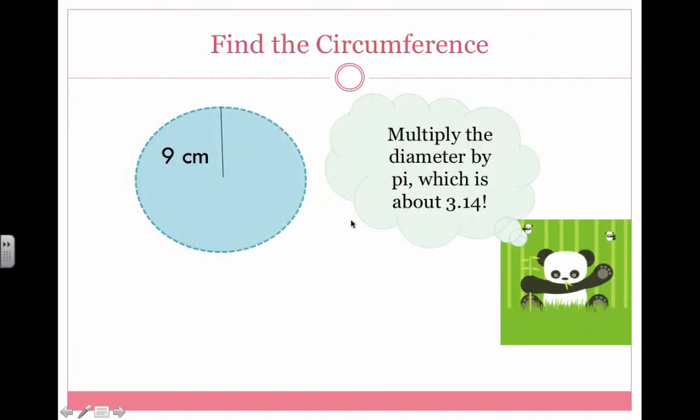All right, find the circumference of this one. Multiply the diameter by pi. Can you do this one? Pause the video, do it, and then get back with me.